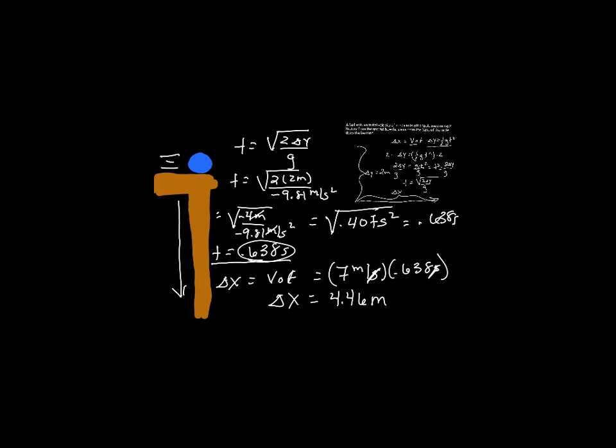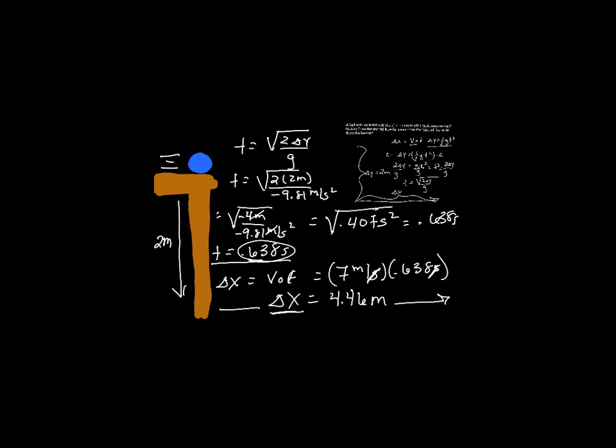Okay, so if a ball rolls off the edge of a table with an initial velocity of 7 meters per second, right, off a table that measures a distance of 2 meters, right? Then the ball will land 4.46 meters away from the base of the table, which is equal to my delta x.